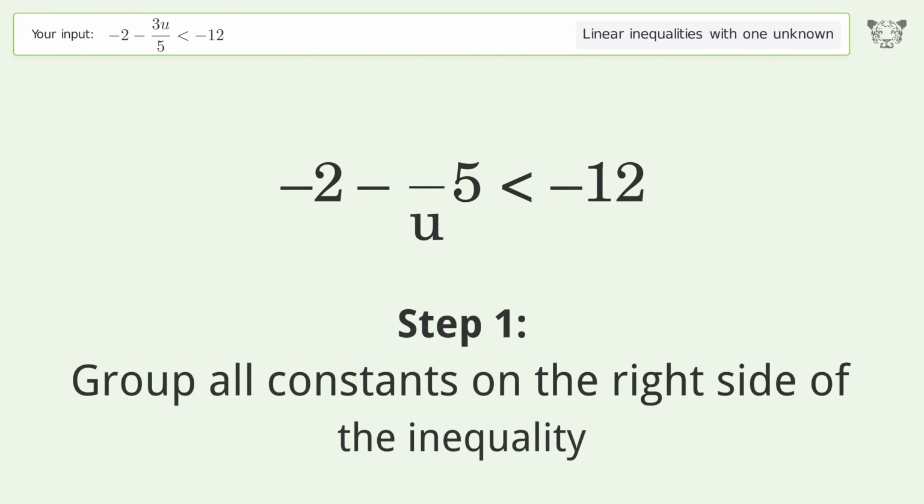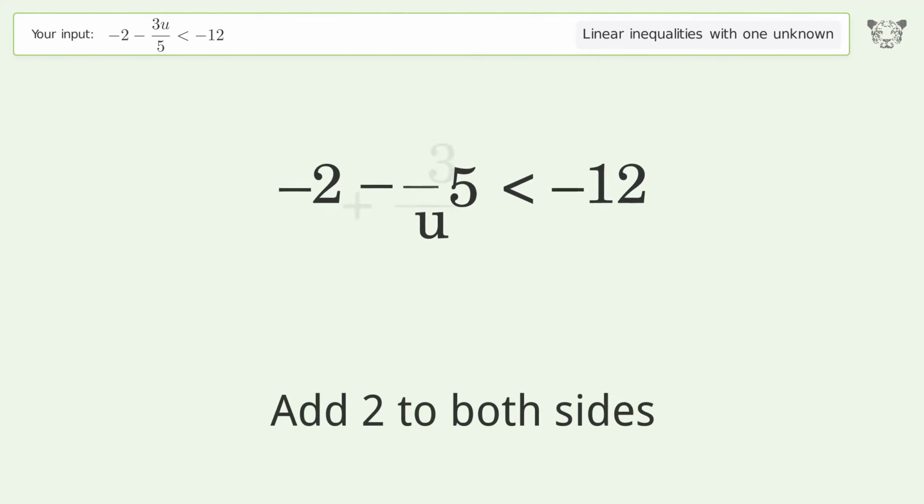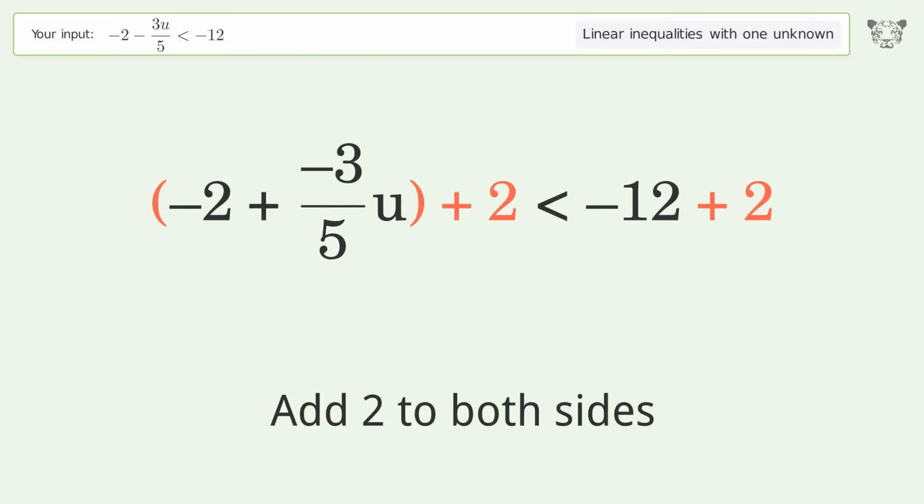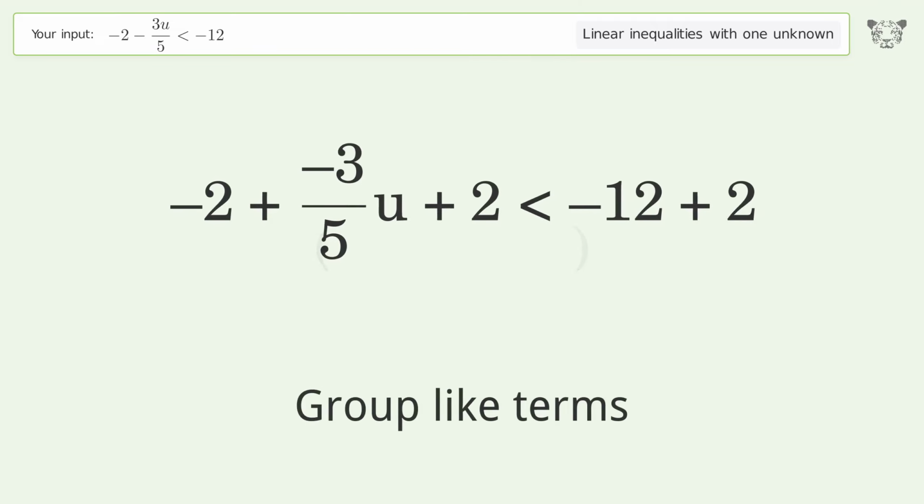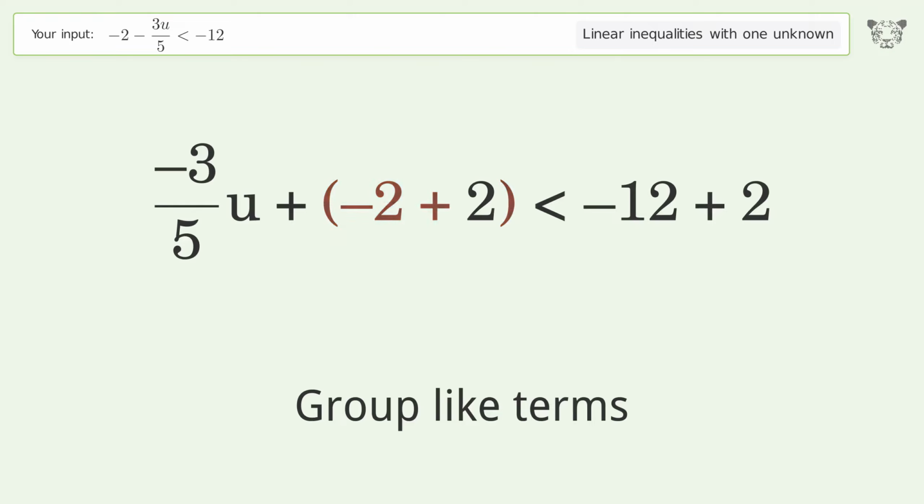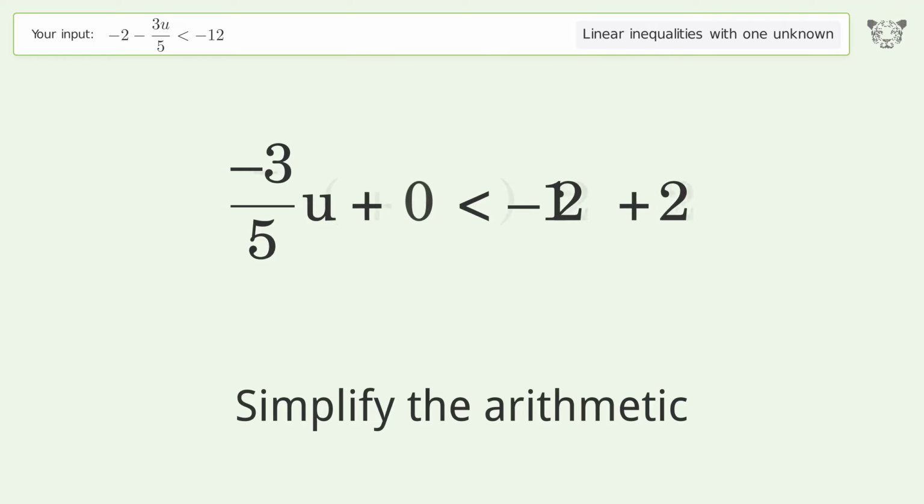Group all constants on the right side of the inequality. Add 2 to both sides. Group like terms. Simplify the arithmetic.